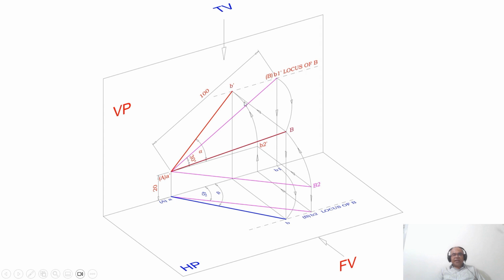When you join B dash and B, both will lie on the same line. This is the inference: if B and B dash lie on the same line, then whatever you have done is right. Otherwise, there is something wrong in it. So how to show that in an orthographic view?